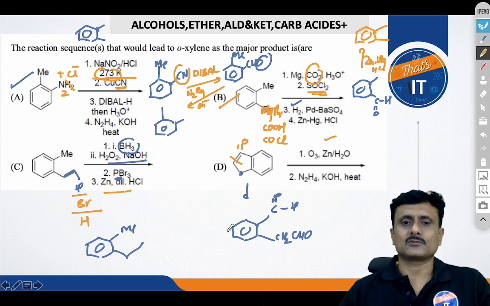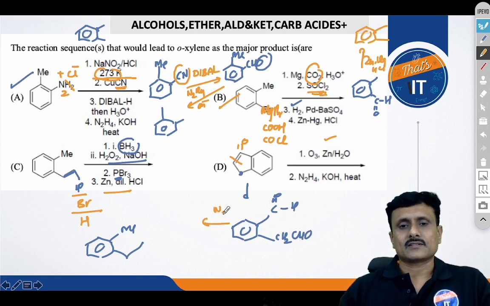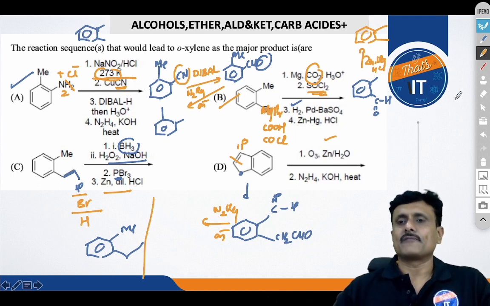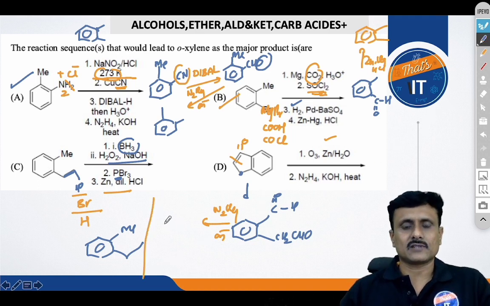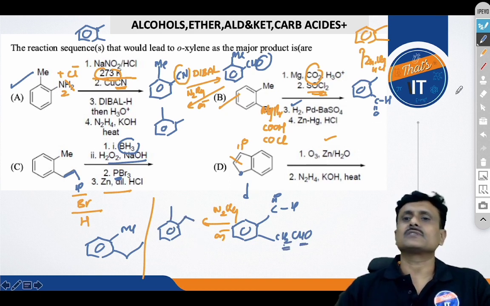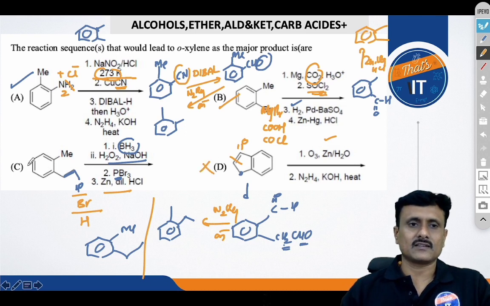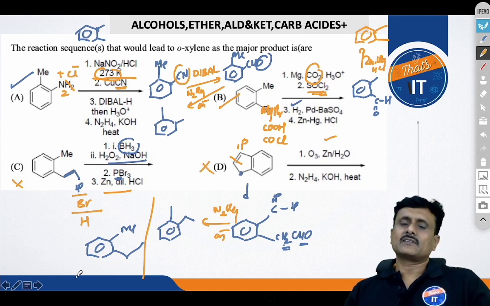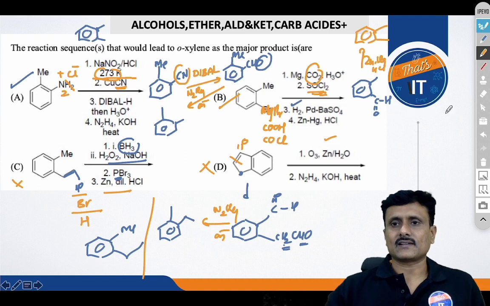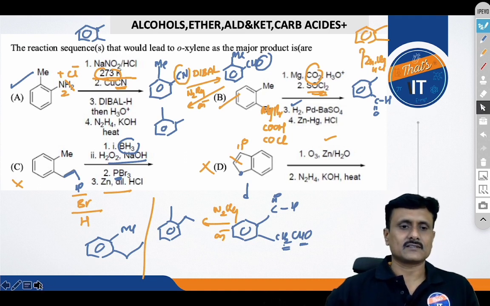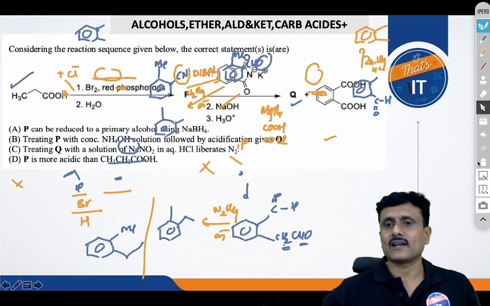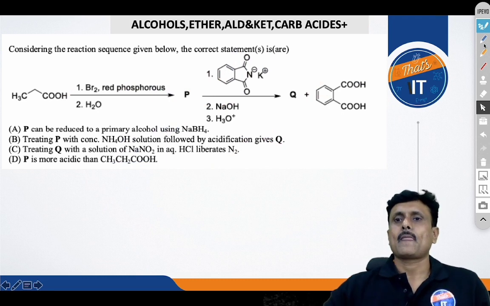This one is subjected to reduction by using N2H4, OH minus, that is the Wolff-Kishner reducing agent. You know that your oxygens are reduced. So this is CH3 and this is CH2CH3. So these two are giving rise to methyl ethyl benzene, hence that cannot be the right answer to the question, isn't it? So the right answer is option A and option B, right?